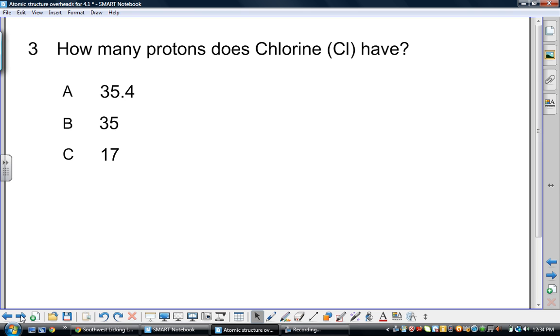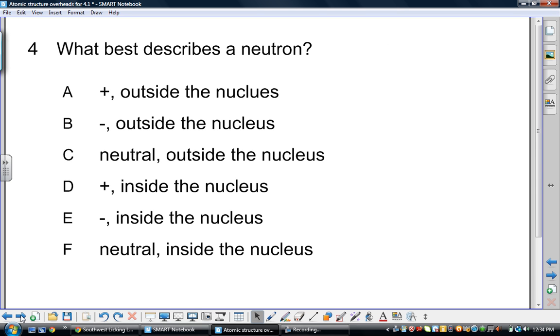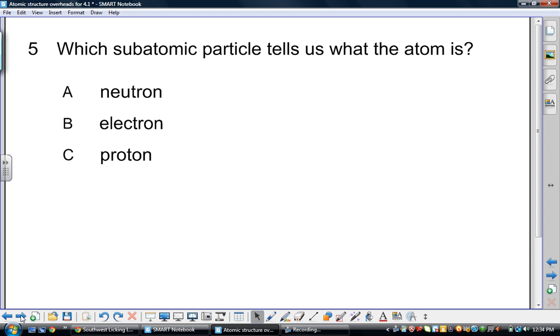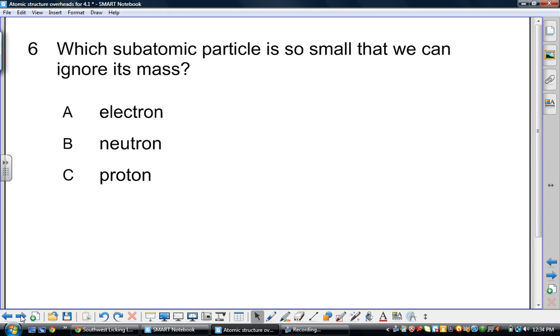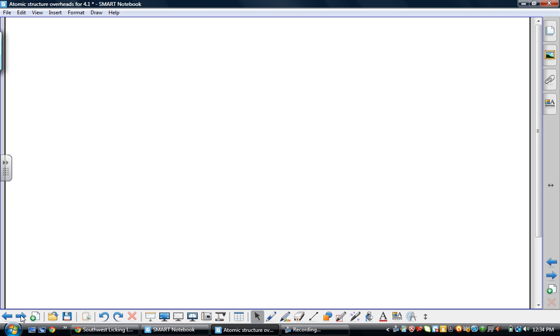How many protons does chlorine have? To answer this, students would need to look this up on their periodic table, and the answer is 17. What best describes a neutron? Neutrons are neutral, and they are inside the nucleus, so the answer is F. Which subatomic particle tells us what the atom is? That's C, proton. Which subatomic particle is so small we can ignore its mass? The answer is A, electron.